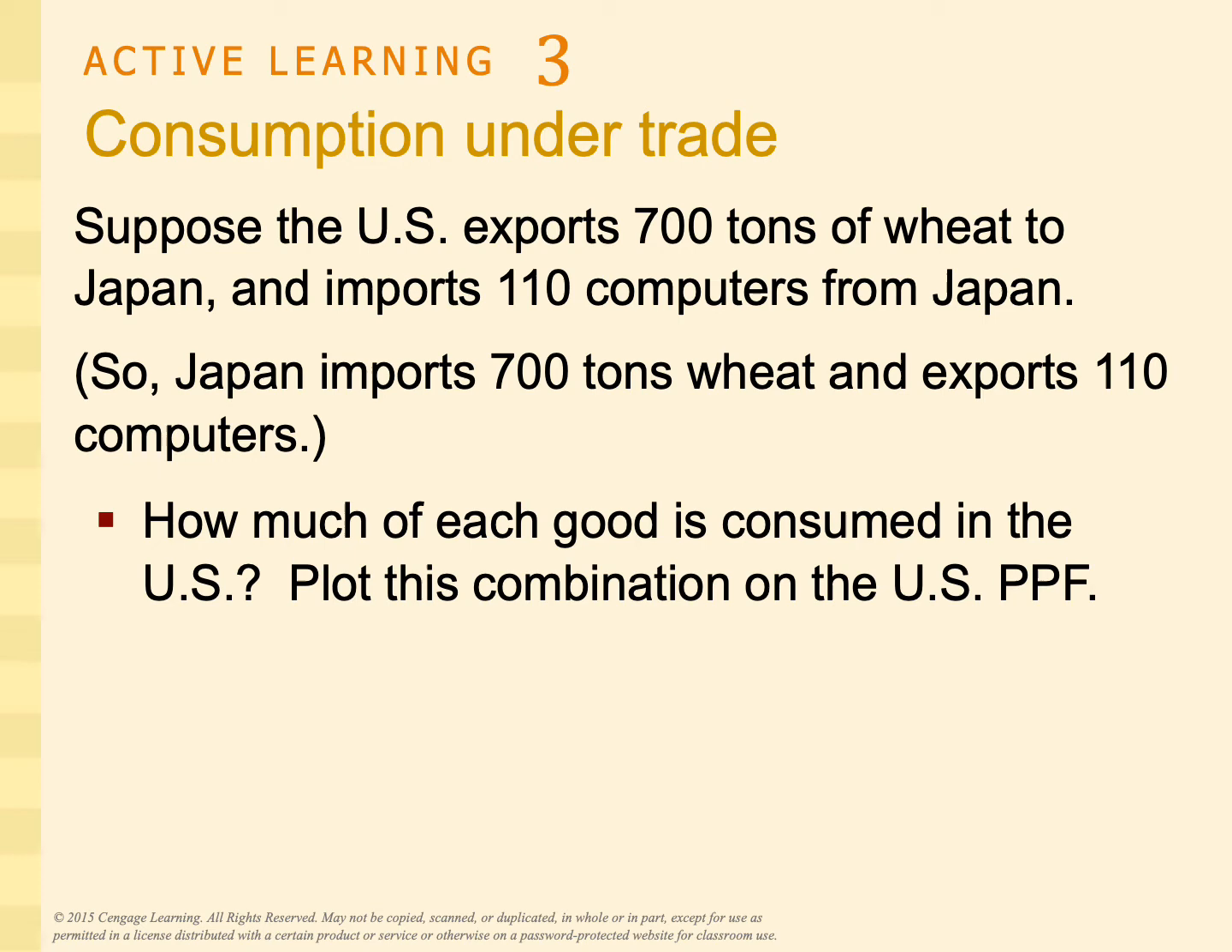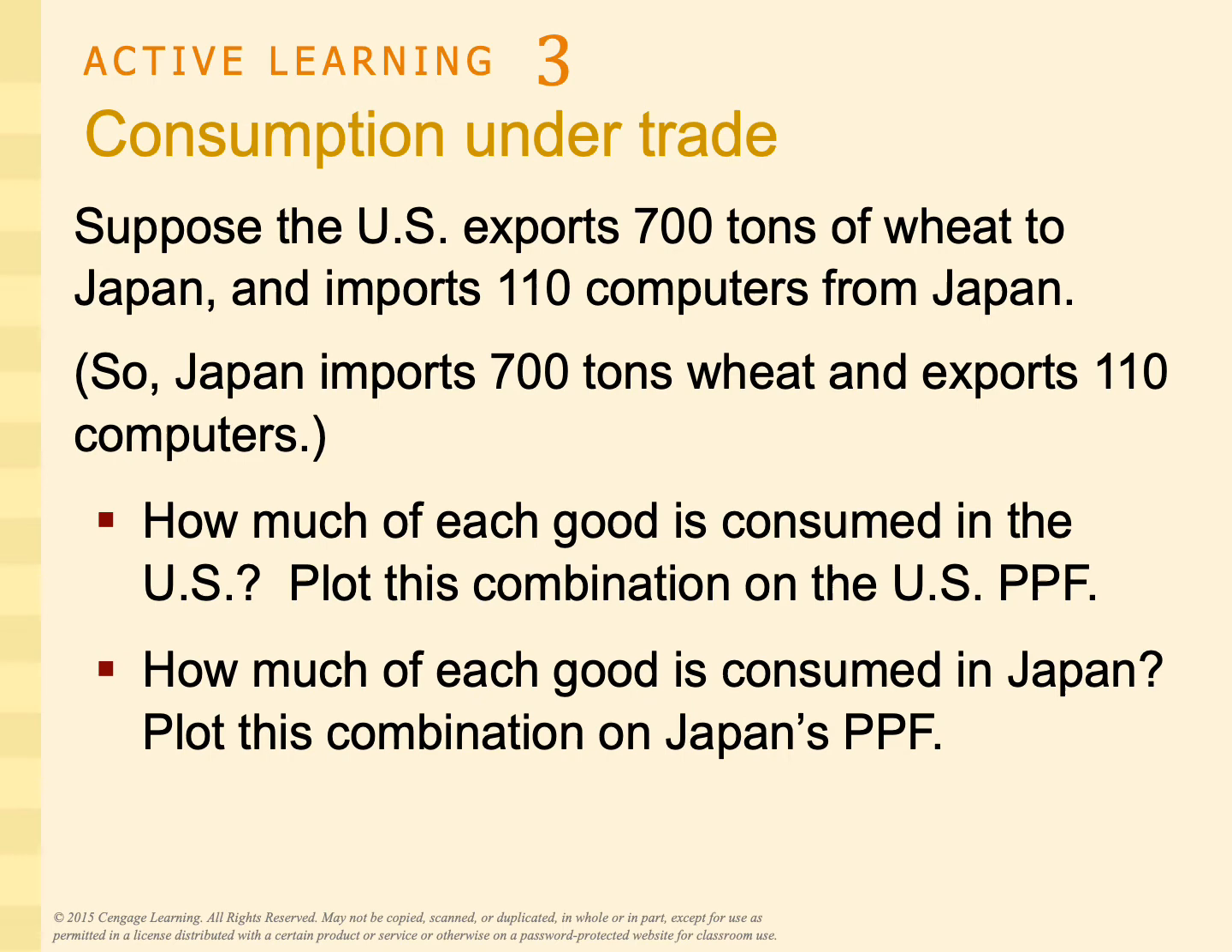All right, so here are the questions you should answer for some practice. How much of each good is consumed in the U.S. after the trade? We're going to give up 700 tons of wheat and in return get 110 computers. Where does this end us up on our PPF graph? And just to give you a little hint, it might not be a point on the PPF. It might be outside or inside. So take a moment to pause the video and figure that out.